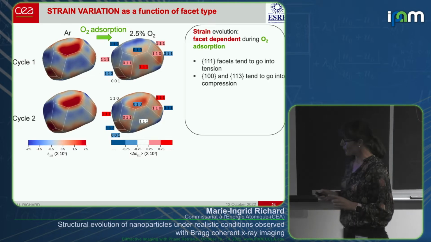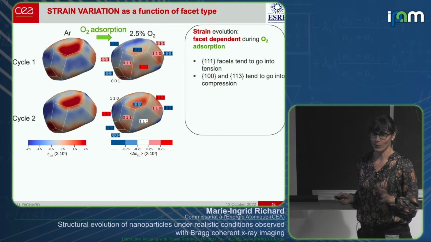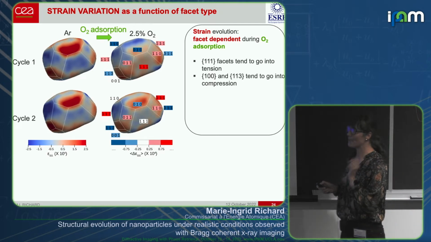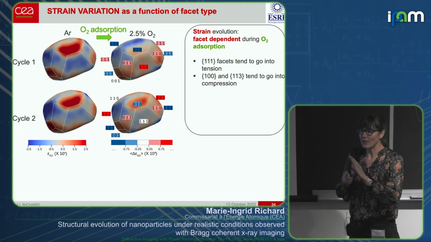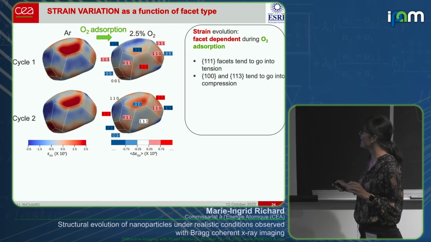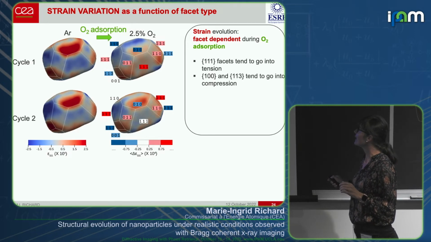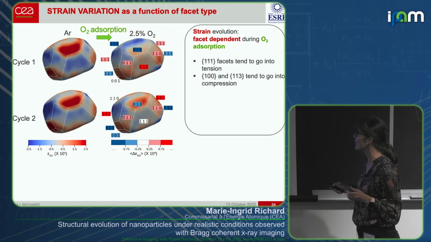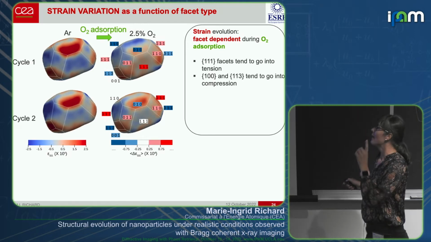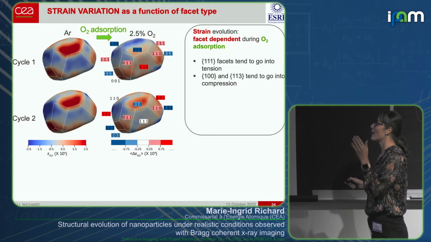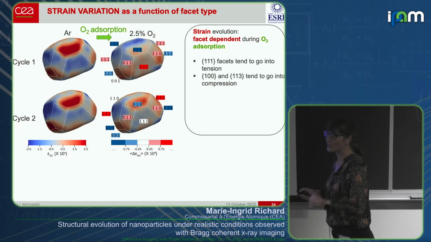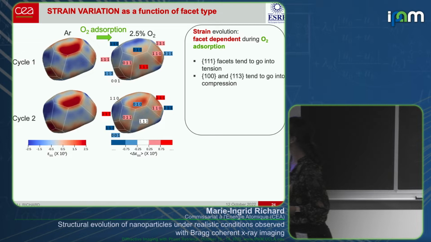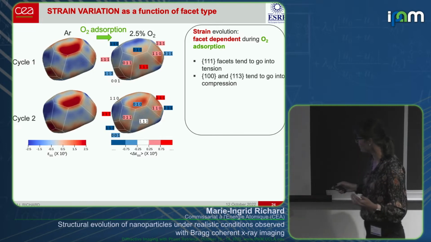And what we observe is that the strain evolution is facet dependent. We observe that all the 111 facets go into tension, so they go into positive strain, so they will turn red here. And all the 100 and 113 facets tend to go into compression, so they will turn blue here.